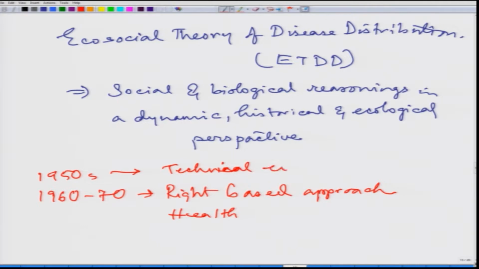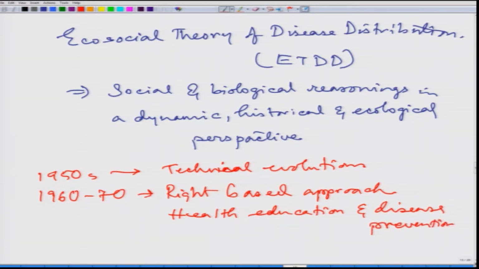Technical evolutions. Yeah, health education and disease prevention, and then the poverty and education, housing, water, sanitation, and all these things. Yeah.